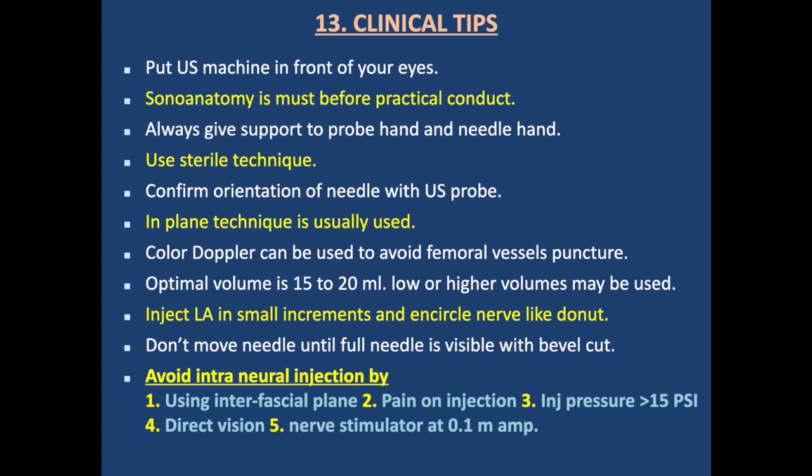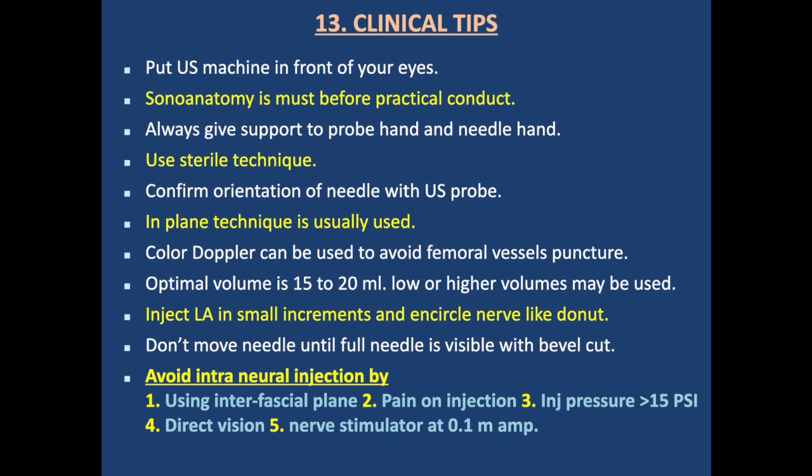Color Doppler should be used to avoid femoral vein puncture. Optimal volume is 15 to 20 ml. Lower or higher volume may be used. We inject local anesthetic in small increments and encircle the nerve like a donut. We don't move the needle until the full needle is visible with the bevel cut. To avoid intraneural injection, we observe if there is pain on injection, and we stop giving the local anesthetic.